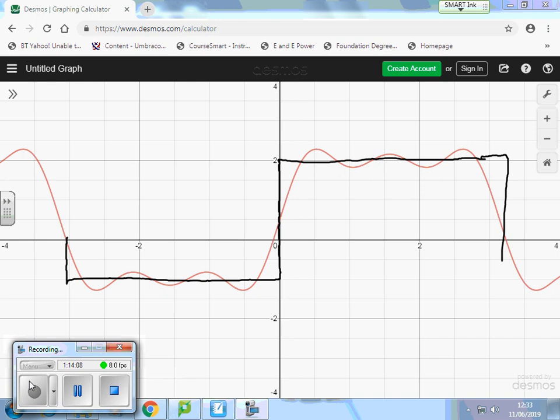Yep. Sorry? No, you're not expected to do that. No. It's just to show you that that does start to approximate to the square wave we were trying to represent. That's all.